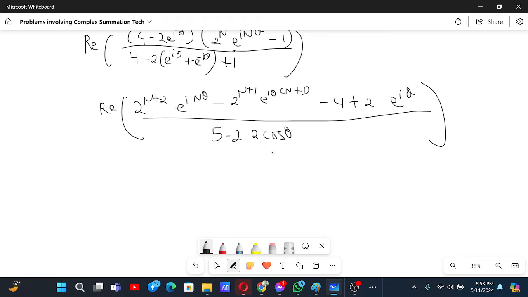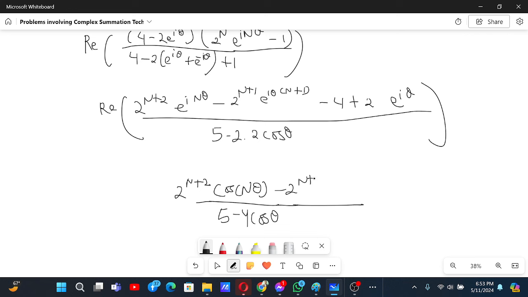So now what we can do is to find the real part over here. The denominator is already just a real part, so also find the real part from the numerator as well. Yes, in the numerator it is 2 to the power n plus 2, and this is cos of n theta. Yeah, and then minus 2 to the power n plus 1 cos of n plus 1 theta, and then minus 4 is also a real part, plus 2 cos theta, and this should be our answer, though it's kind of long, but yeah, the answer is correct, I guess.